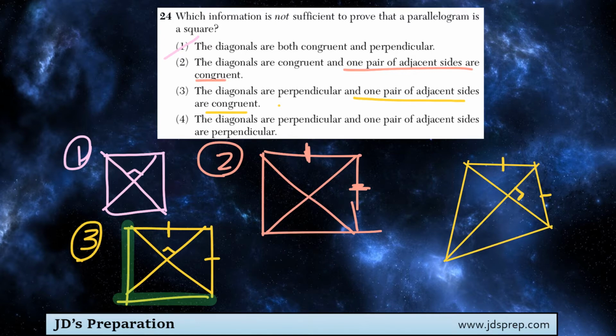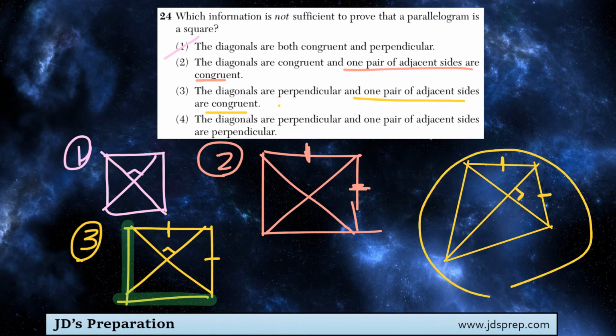We have the diagonals of the shape being perpendicular to each other, and one pair of the adjacent sides are congruent, but clearly we are not dealing with a square. So option number 3 is the answer we were looking for.